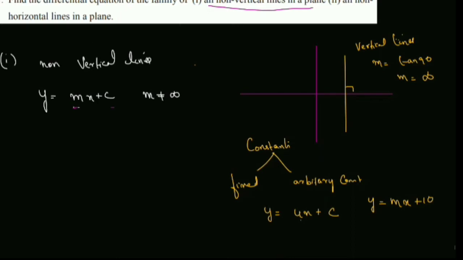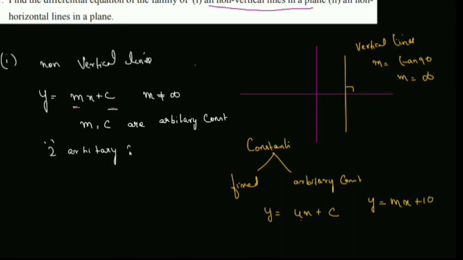Here in this equation you have both m and c, and both are arbitrary constants. Nothing is fixed here, nothing is given about that. You are writing a general equation, so both are arbitrary constants. That means there are two arbitrary constants. That means to form the differential equation, you have to differentiate twice.